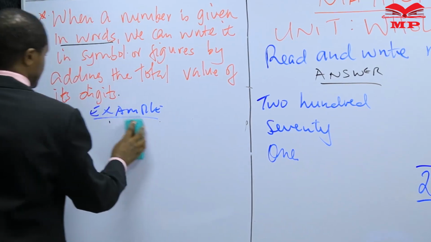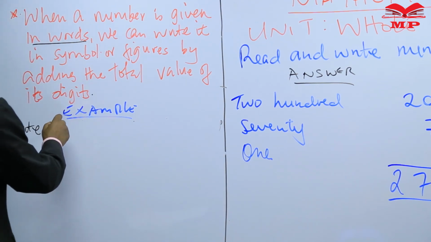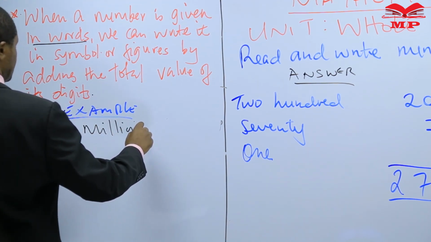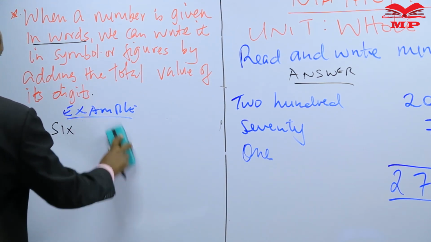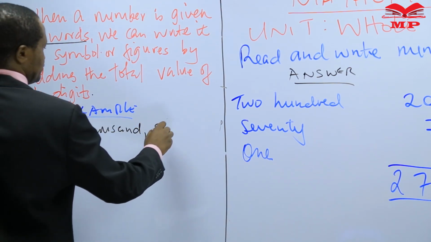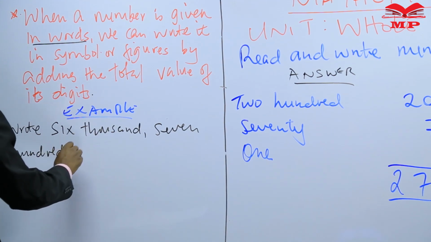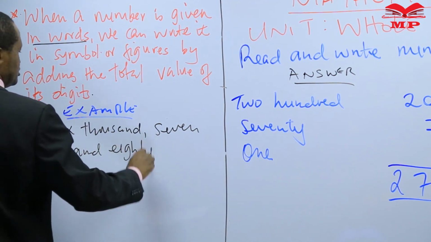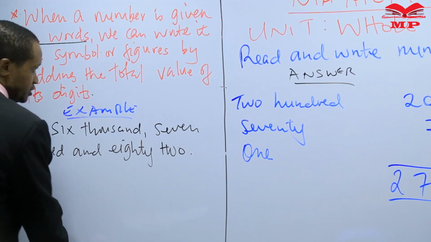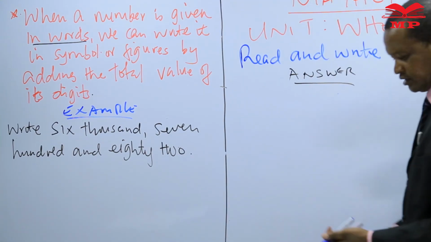Write six thousand seven hundred and eighty-two. Let's try thousands first. The answer, this number is in words. How do we write it in symbols?